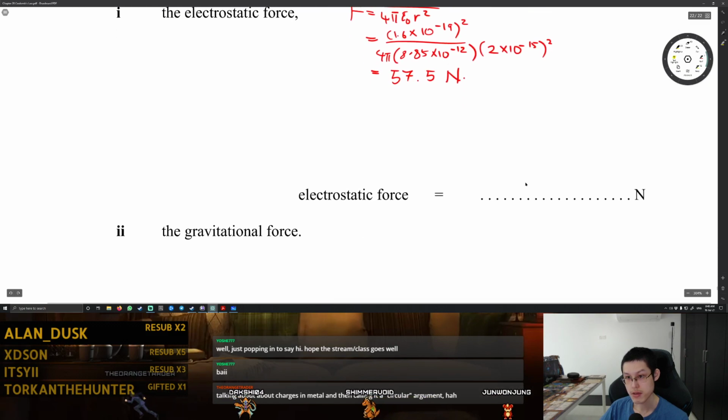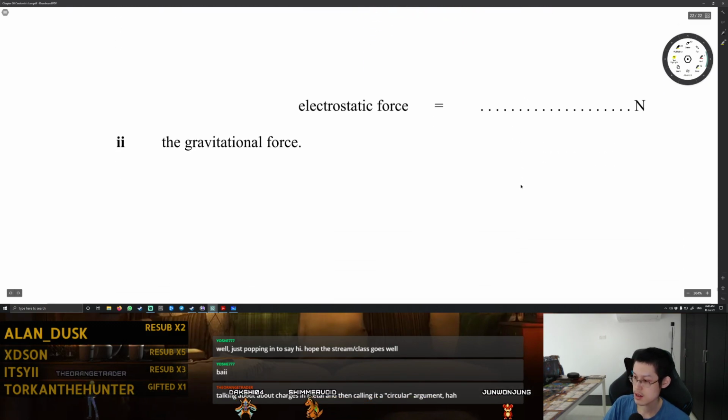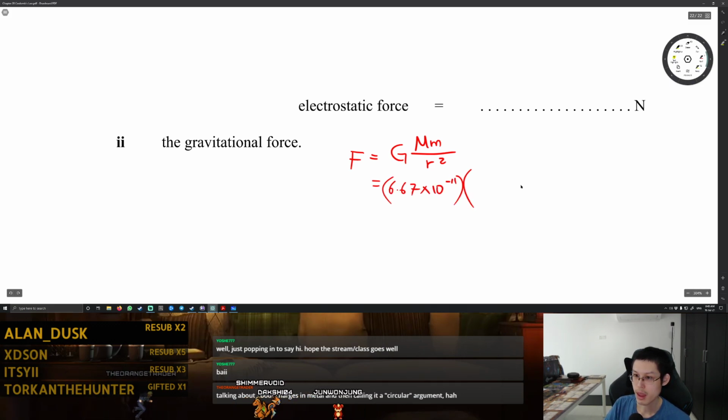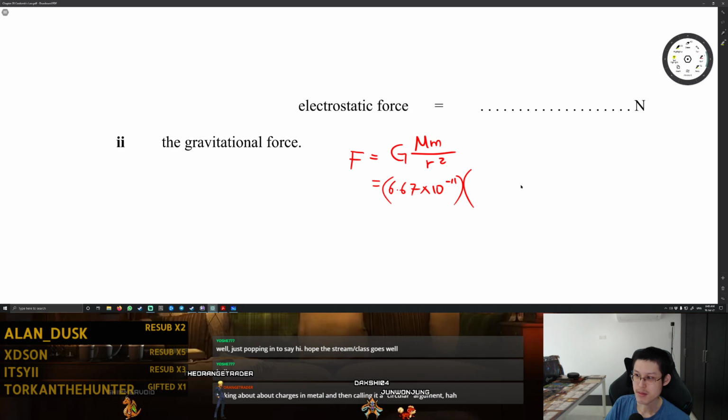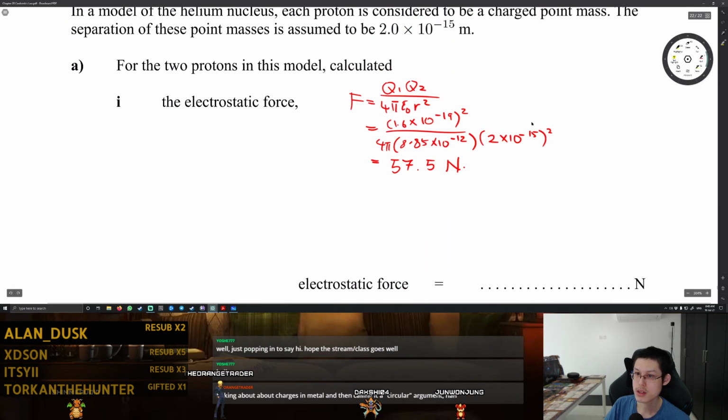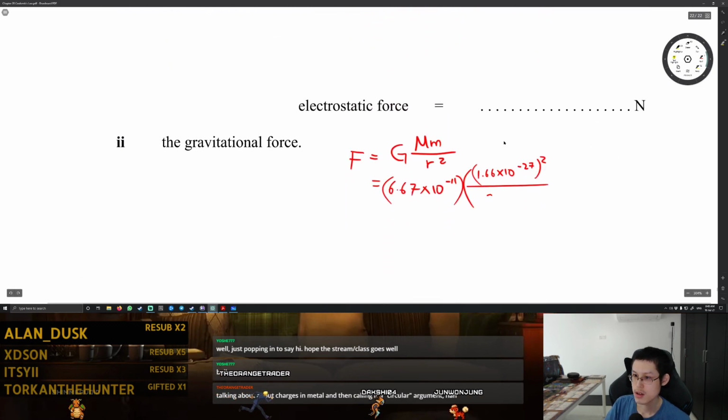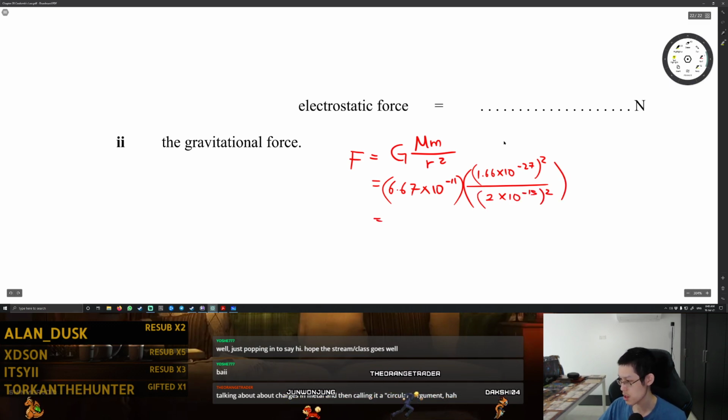And what about the gravitational force between the two protons? Right, gravitational force, we have to use G m m over r squared. Okay, so G is 6.67 times 10 to the power negative 11. M is going to be the mass of a proton, so 1.66 times 10 to the power negative 27 squared, because there's two of them. R is going to be the distance between them, which was 2 times 10 to the power minus 15 squared. Okay, so what did we get?